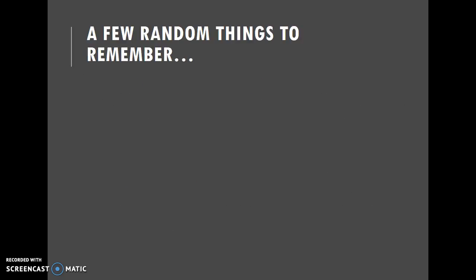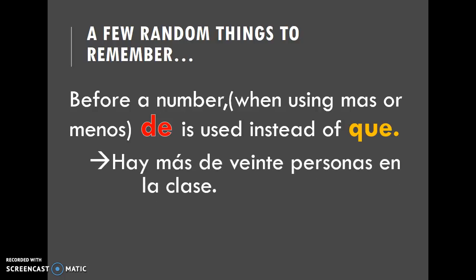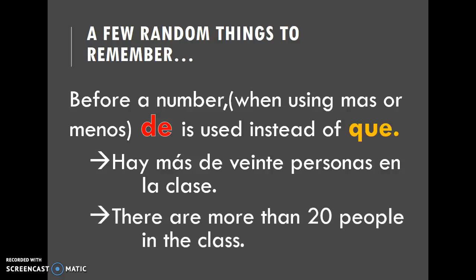A few more random things to remember. Before a number, when we're using más or menos, de is going to be used instead of que. Right now, off the top of my head, I don't know why. I just know that that's a rule that we have to follow. So if you're saying, our example, we have hay más de 20 personas en la clase. There are more than 20 people in the class. So we talked about a number of people, and because we did that, we had to change the word que to the word de. So you want to be aware of what you're talking about.